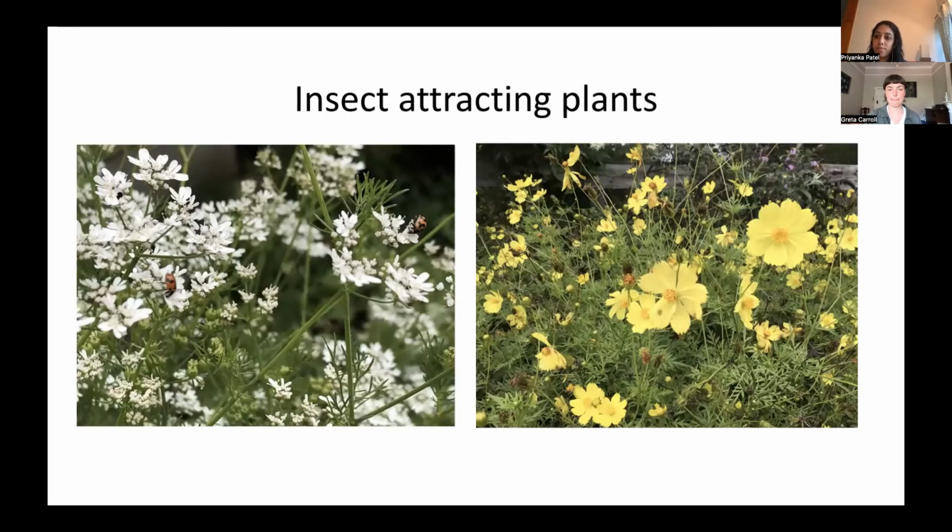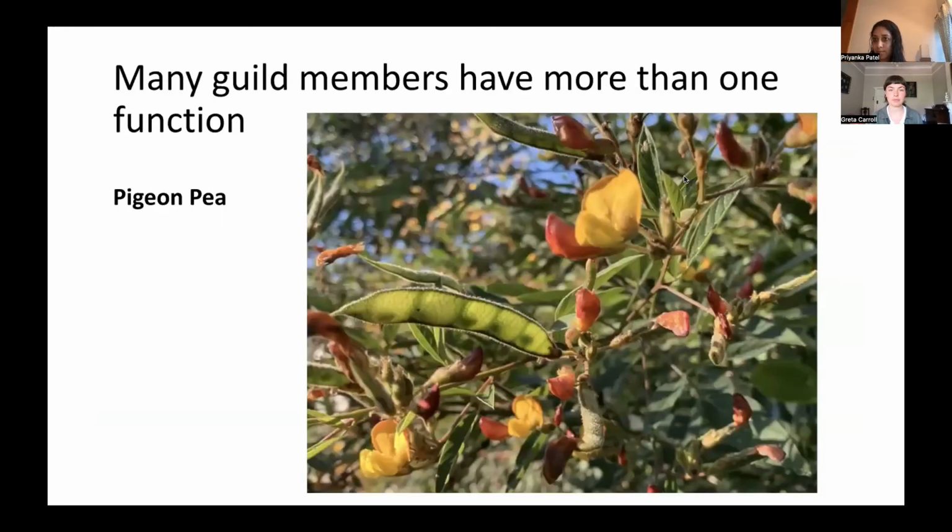So here's an example of some plants that would attract beneficial insects. Some coriander on the left and some cosmos. And remembering too that often letting some of your annual vegetables go to flower will bring in lots of beneficial insects. Next slide, please.